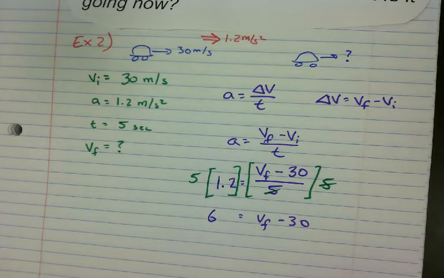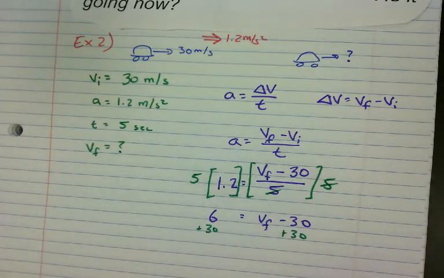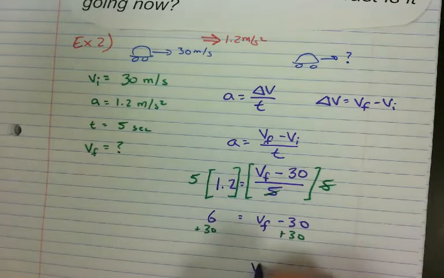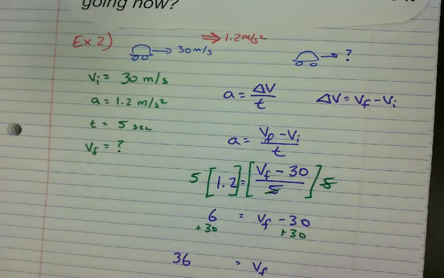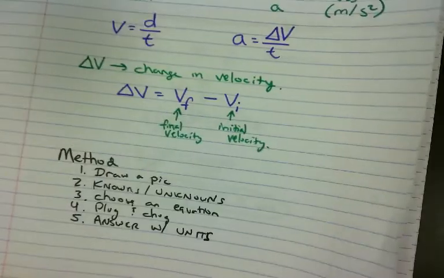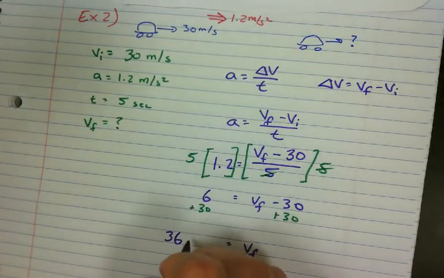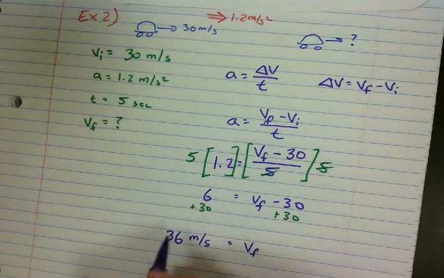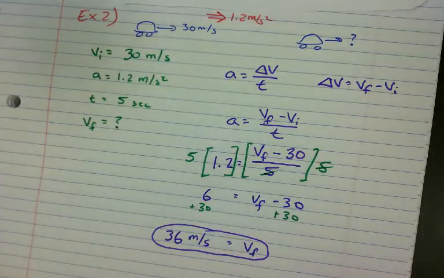And then how do I solve that equation? I should be able to solve this by adding 30 to both sides. And I'm left with a VF of 36. Now I can't just say 36, because remember step 5 is to give me an answer with units. What are the units of velocity? The units of velocity are meters per second. So this should be 36 meters per second as your final velocity.